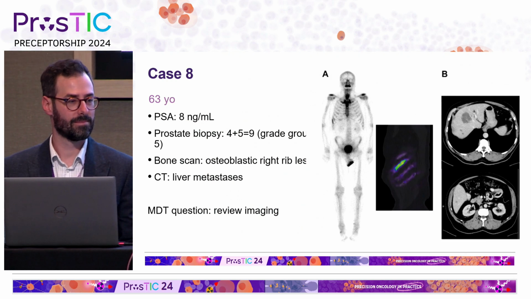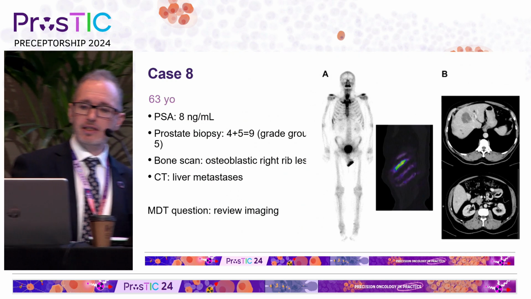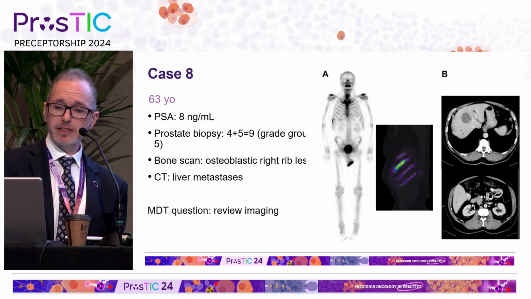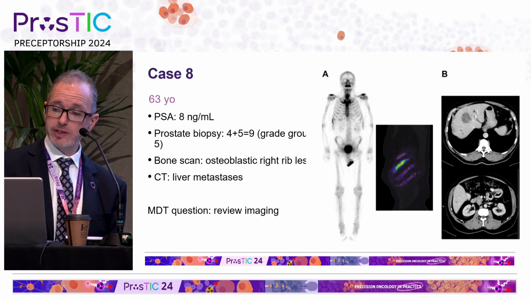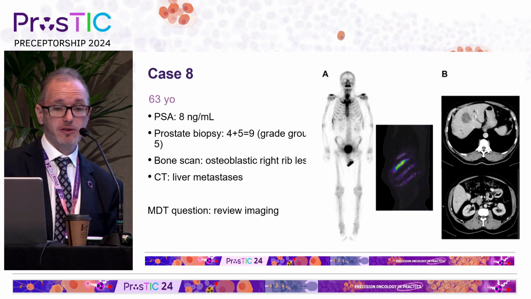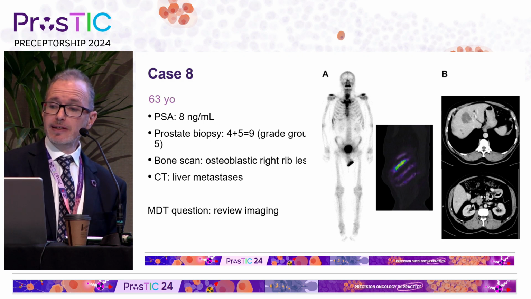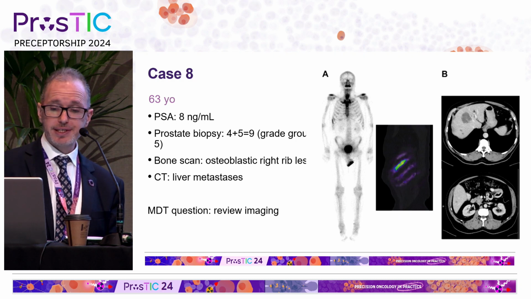Case 8, 63-year-old, PSA is 8. Biopsy shows 4+5 equals 9, grade group 5, so aggressive prostate cancer. The bone scan confirms an osteoblastic rib lesion. We can see it there. It's got linear uptake. I remember this patient. They were on the ProPSMA study, actually. And then the CT showed liver metastases.